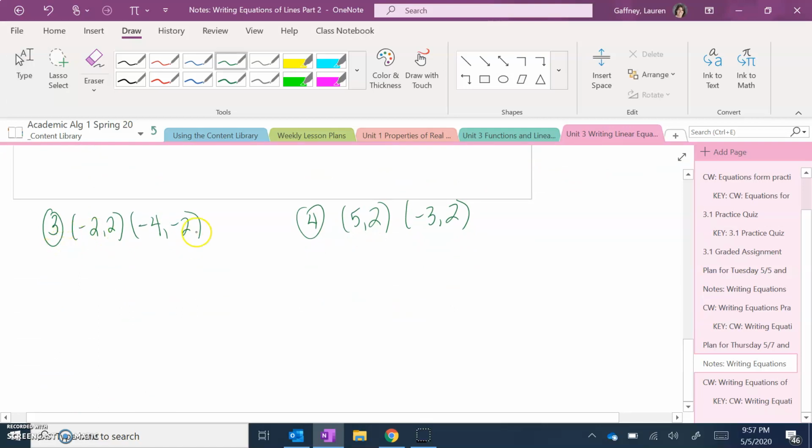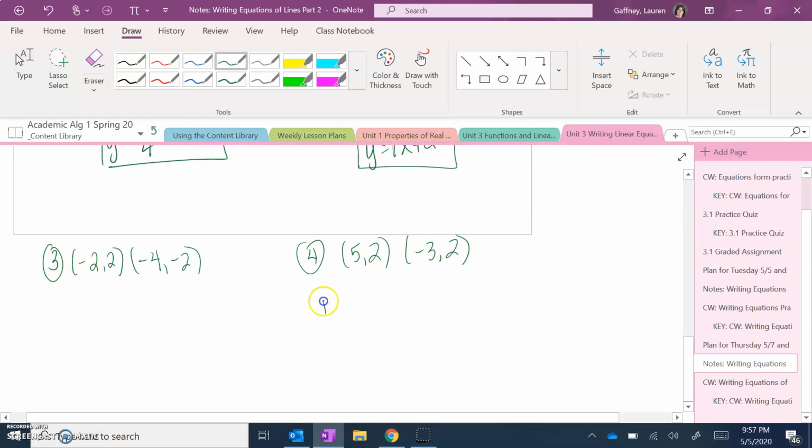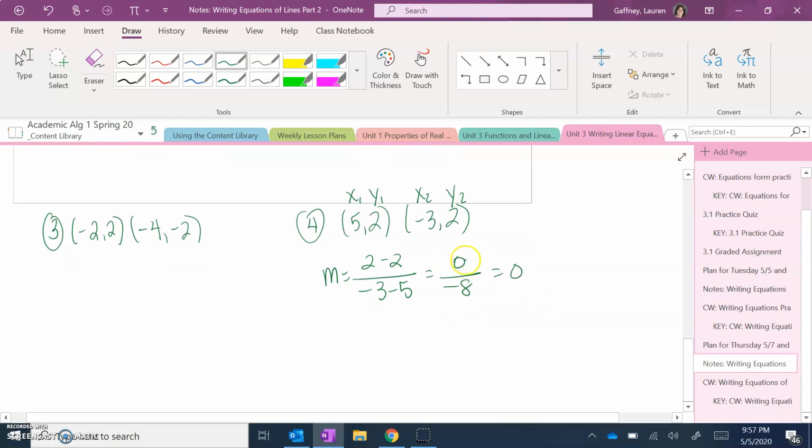Let's do, I don't know that we need to do this one. Let's just try this one. Okay. So let's find our slope. So x1, y1, x2, y2. So 2 minus 2 divided by -3 minus 5. So we have 0 divided by -8. That's just 0. And if you're ever unsure if it's 0 or undefined, type it in your calculator. If it tells you 0, it's 0. If it says error or something like that, it's undefined.